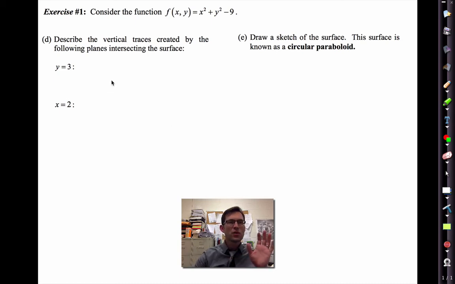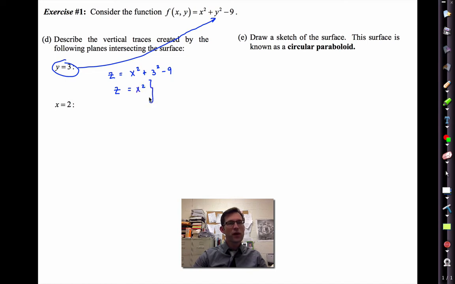All right, so let's describe the vertical traces. The way that I'm going to do this is I'm just going to take 3 and substitute it in for y. And now what's interesting is we're left with this. I'm going to use z instead of f of x y. I get z equals x squared plus 3 squared minus 9, so z is equal to x squared. Well, that's a parabola, right? A parabola opening upwards. We'll get a visual on that one in a second.